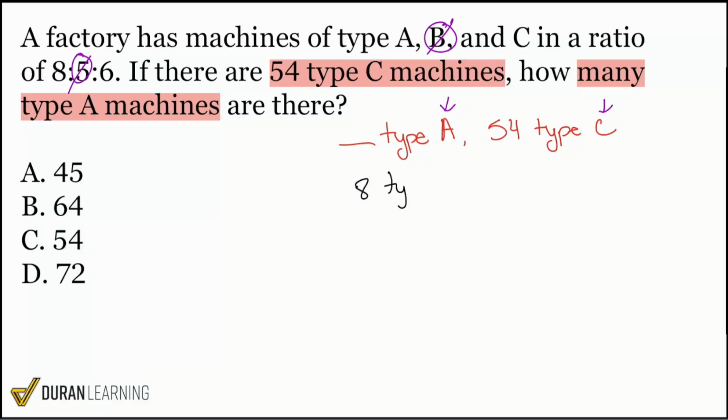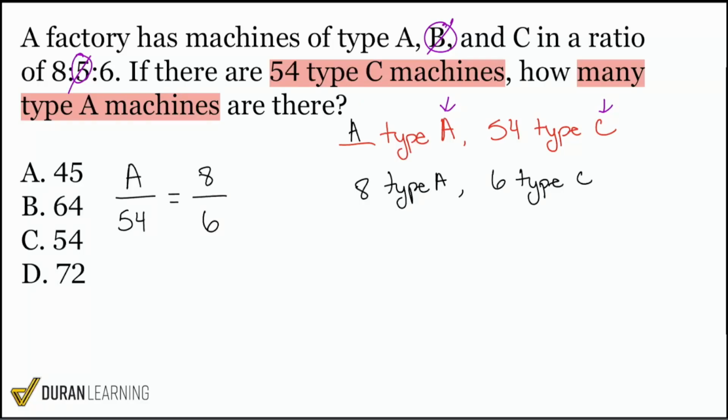8 type A compared with 6 type C. And this tells me all the way that we have a proportion, comparing the same things, A to C, in the same way, A to C. Let's go ahead and just use a capital A for type A. We have A over 54 equals 8 over 6.